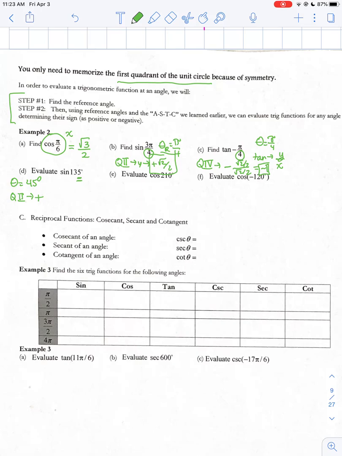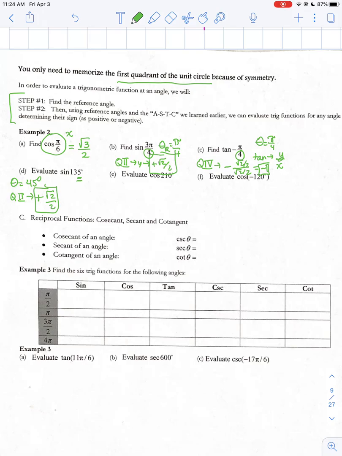And then from there, what is sine of 45 degrees? I would go back to my unit circle, look up 45 degrees if I haven't memorized it, look at the y value, and find that it's equal to radical 2 over 2.